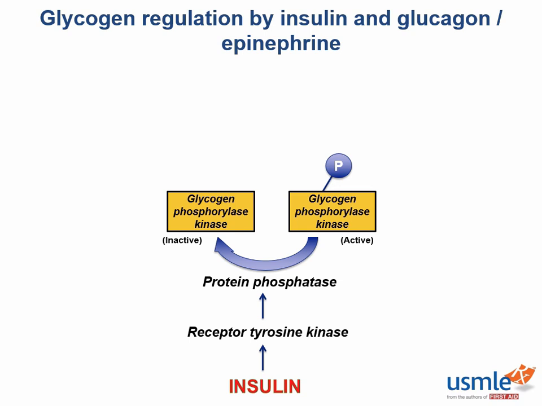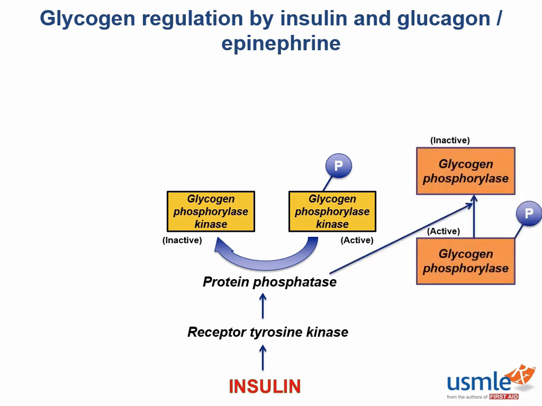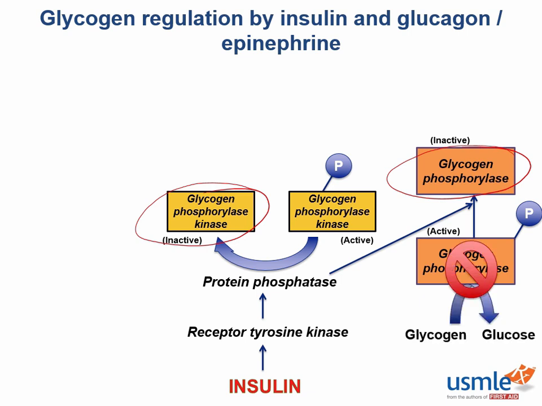And in this case, they're going to dephosphorylate glycogen phosphorylase kinase as well as glycogen phosphorylase, as you can see here. Now this will result in both of these enzymes becoming inactive, and consequently, glycogenolysis does not occur. So glucose actually remains inside the cell here to prevent further hyperglycemia.